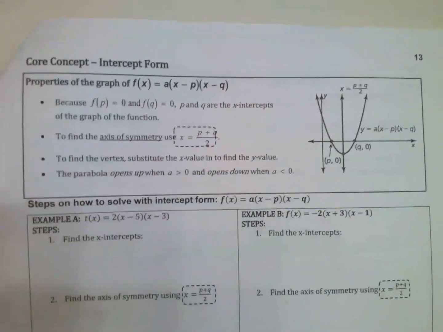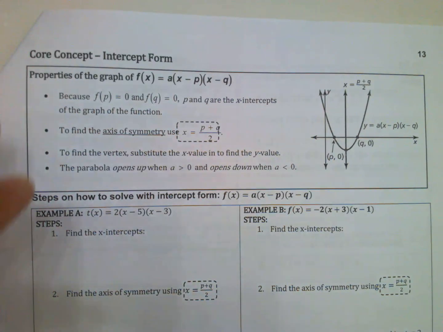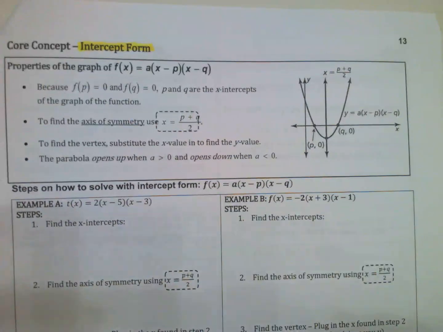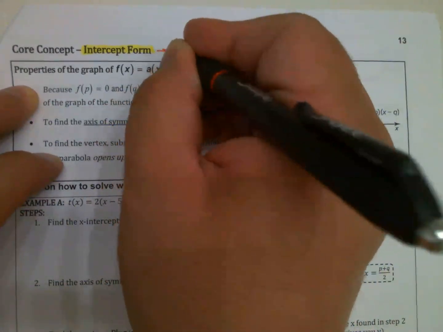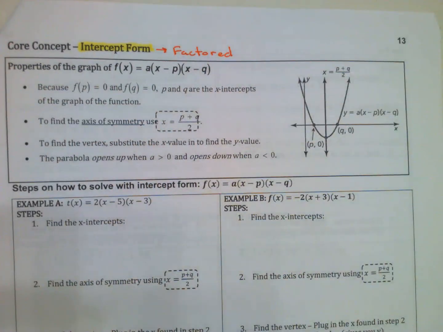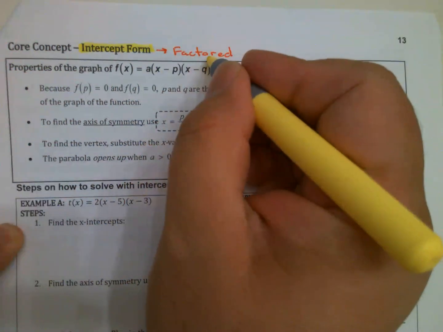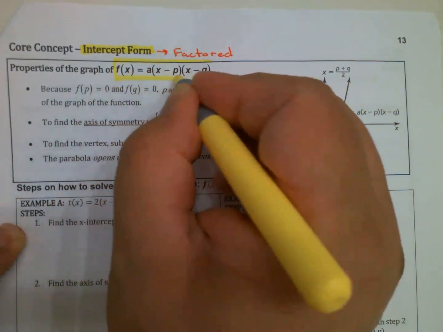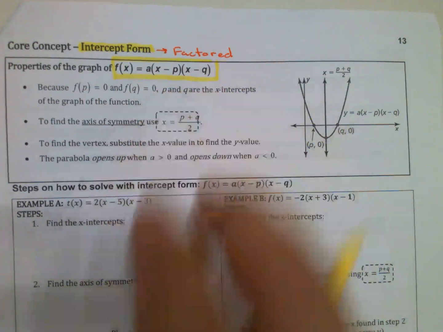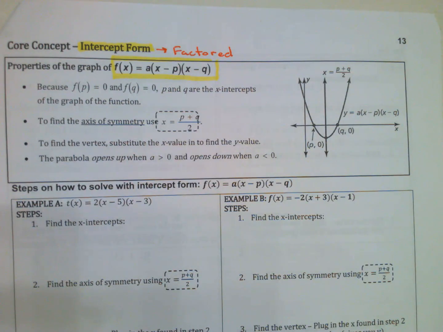So let's talk about today's topic, which is intercept form. Now, when we're looking at intercept form, we also like to say that intercept form here is called factored form. So we have intercept form, aka factored form. And again, you have to be able to look at an equation and go, oh, it's vertex form, it's standard form, or it's intercept form. And intercept form is very recognizable because we literally see the parentheses. It's been factored. It's been broken down into two factors instead.